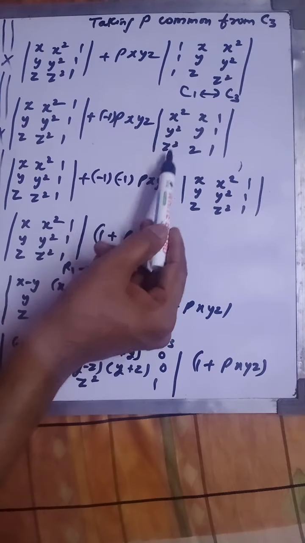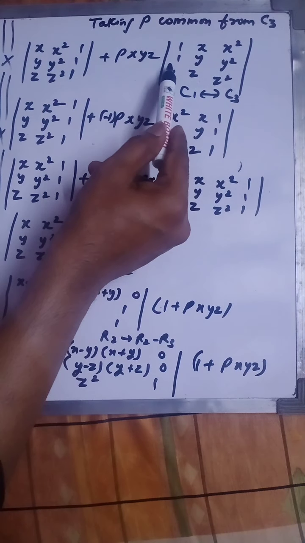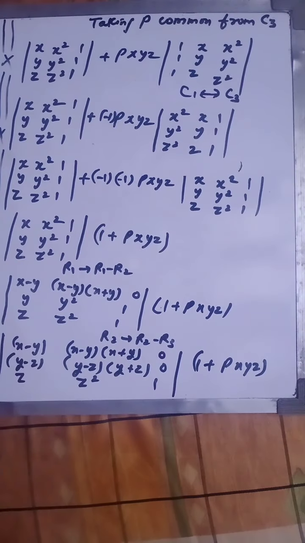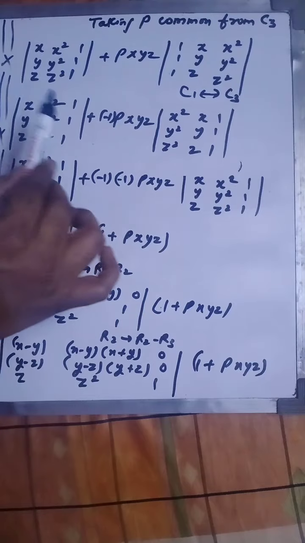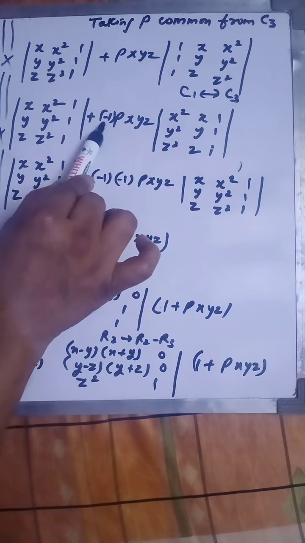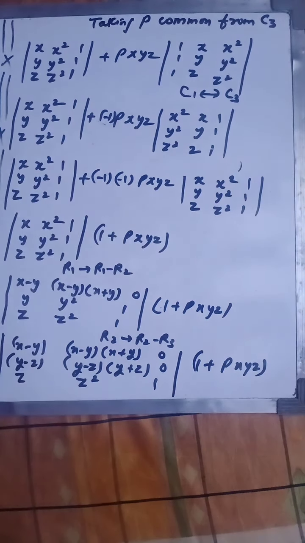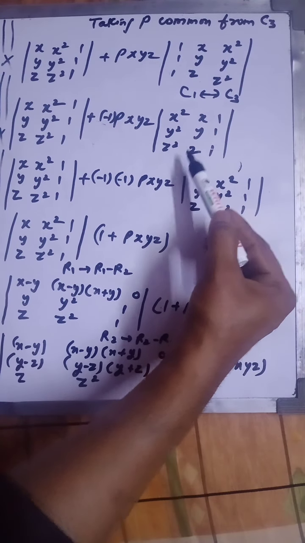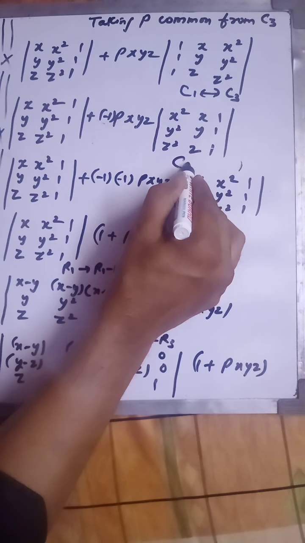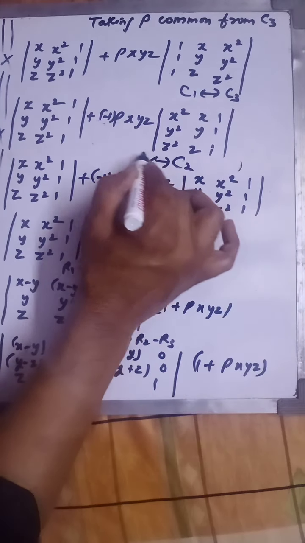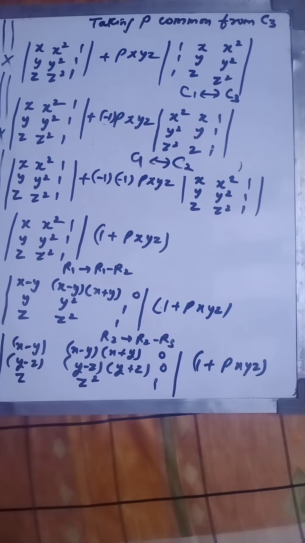When you interchange you will get this, because this you have to write at the place of first column, and this you have to write at the place of third column, and all the things will remain the same. And when you are interchanging the columns, you have to put a sign of negative, so that's why I have written this negative here. Now after that, see again what I am doing, I am interchanging column C1 and C3.